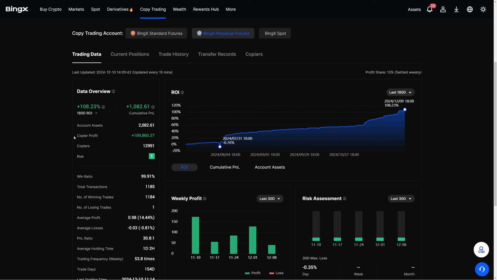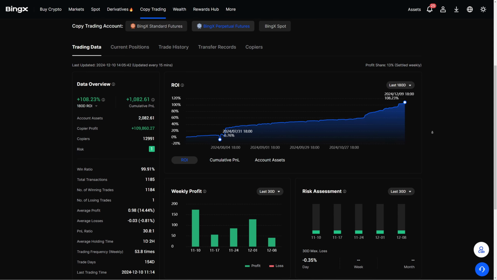Then we can see the copier profit. The people copying this guy made over $100,000 profit. Then the amount of copiers is 12,000, almost 13,000. The risk is 1, which is the lowest risk level, which is really good as well. So this guy is most likely a more conservative trader who is very, very well aware of the risks, which also then leads to a very steady equity curve with minimal drawdown.